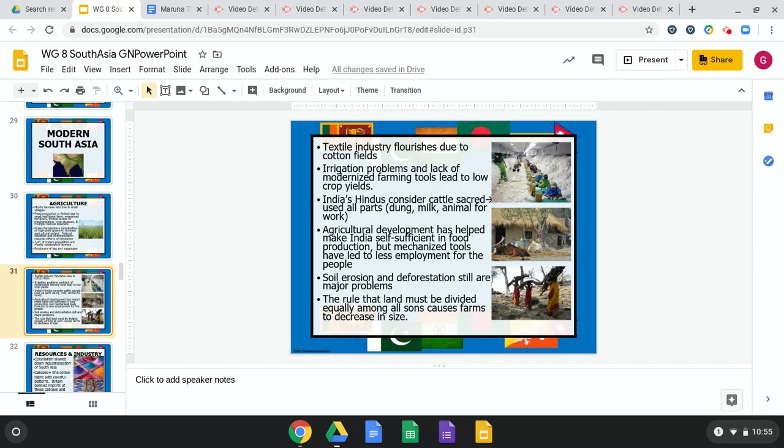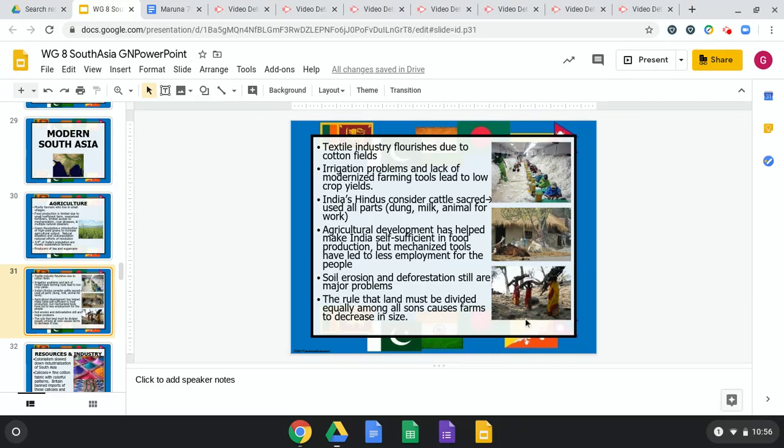So most people grow their own stuff, but mechanized tools have led to less employment for the people. So as more and more modern machinery comes about, these subsistence farms are slowly going by the wayside. So that may become more and more of an issue in the future.